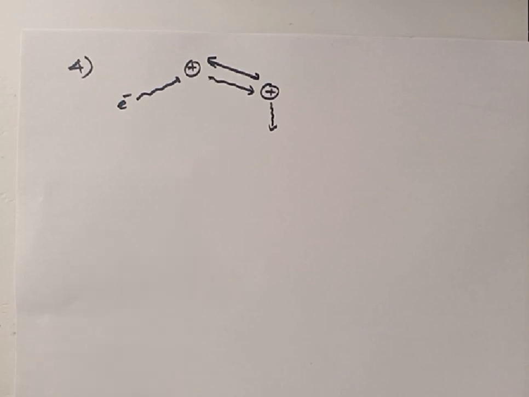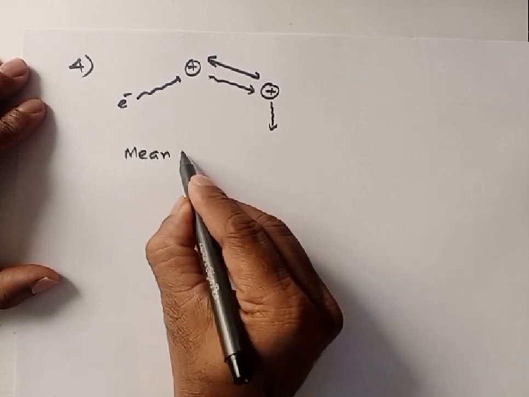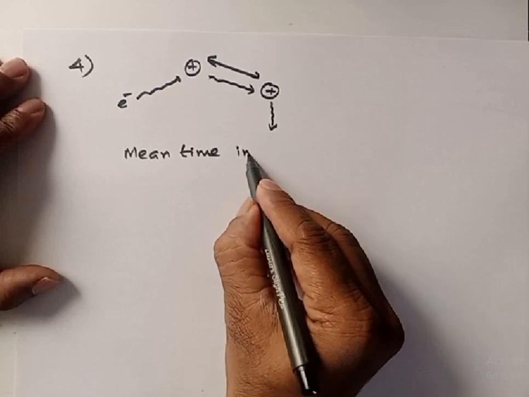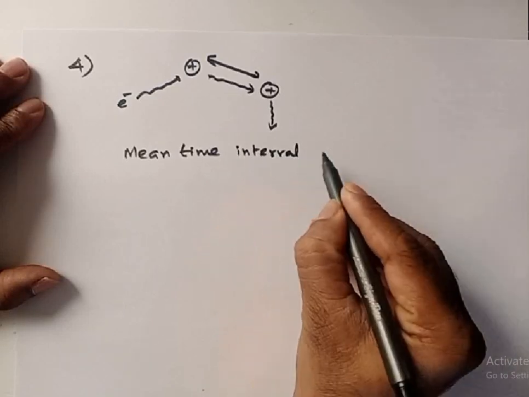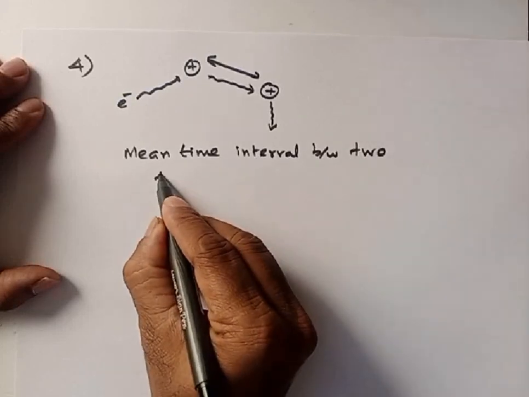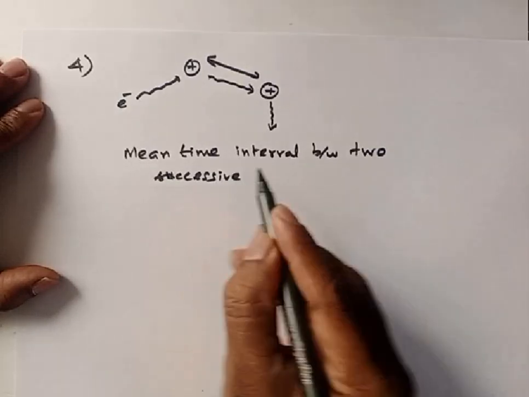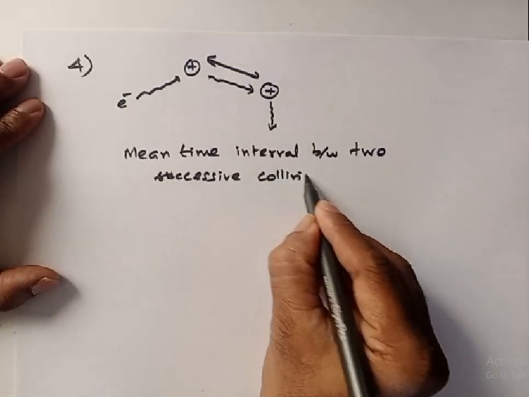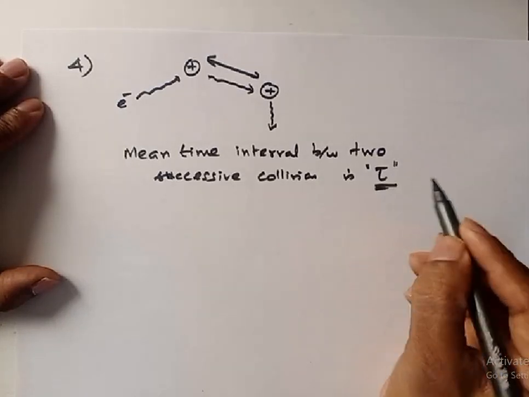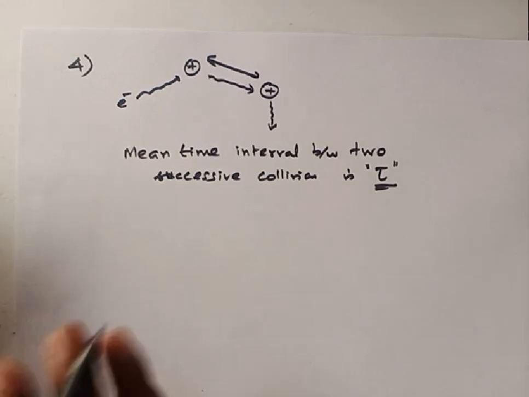On average, what is the time taken for two successive collisions? Let me represent that quantity as tau. So the mean time, or average time, interval between two successive collisions is represented as tau. So tau is nothing but the mean time interval between two successive collisions.